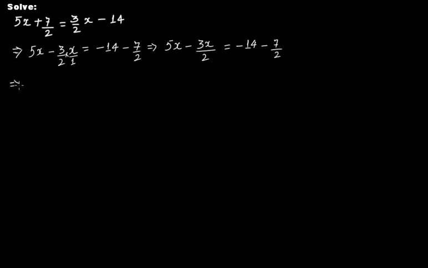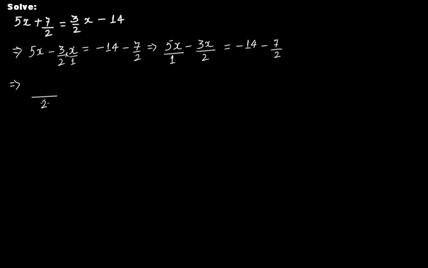Now this is 5x means 5x by 1. You have to subtract two rational numbers now. The presence of the variable will not make any difference. You will subtract these two rational numbers in the same way as you would have done without the variable. So the LCM of 1 and 2 is 2. Write 2 here in the denominator.